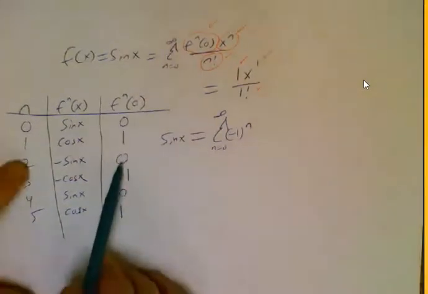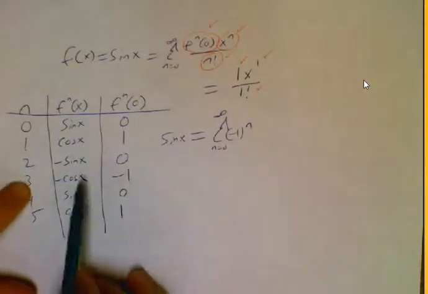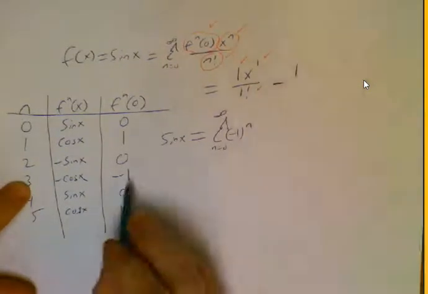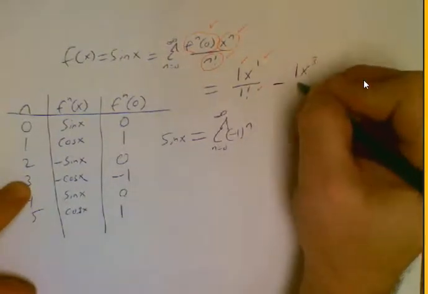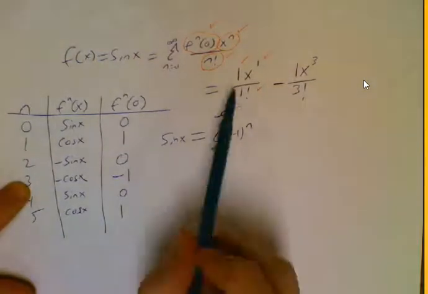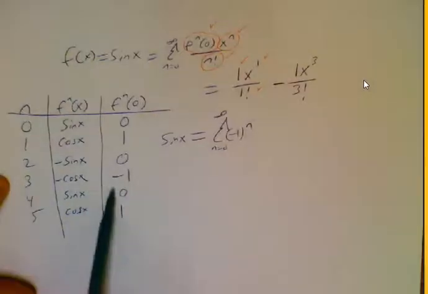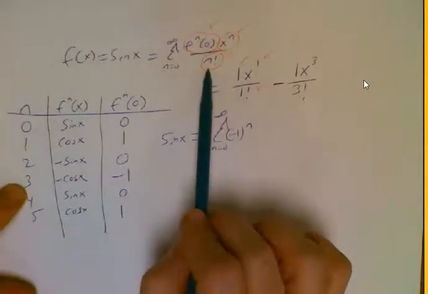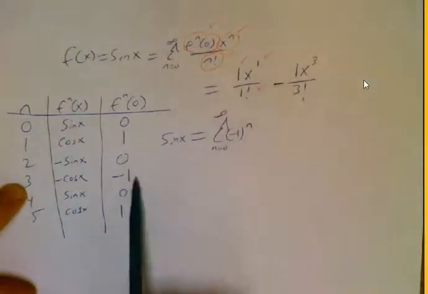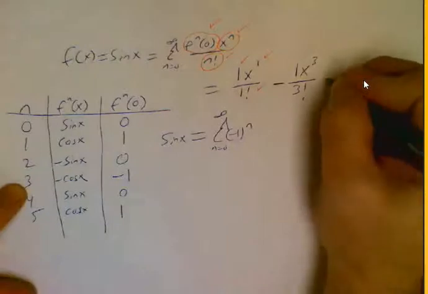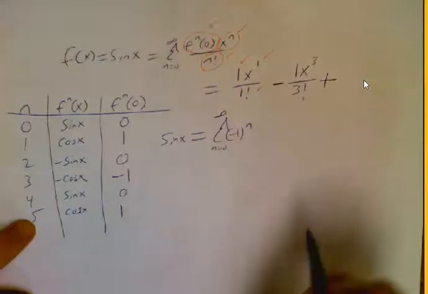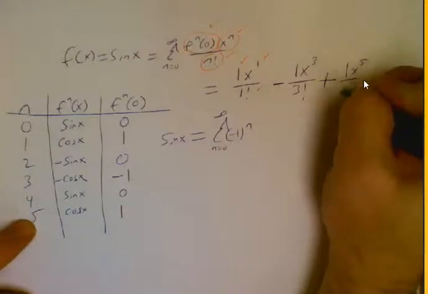My next term, I'm going to skip the 0, and I'm going to jump right to when n is 3. When n is 3, I get negative 1 times x to the 3 over 3 factorial. Because this is where my next term is, my n is 3 here and my n is 3 here. And where did the negative 1 come from? Well, that came from this part. Next would be plus. Skip n equaling 4. N equaling 5, I get a positive 1 times x to the 5 over 5 factorial.